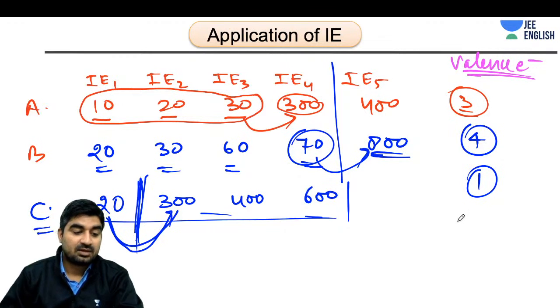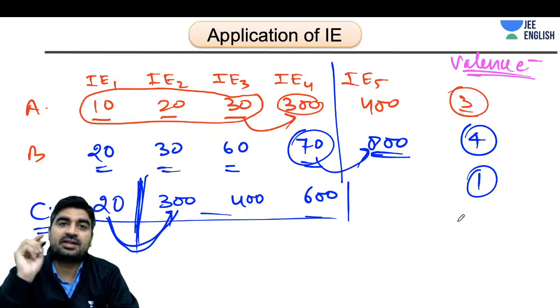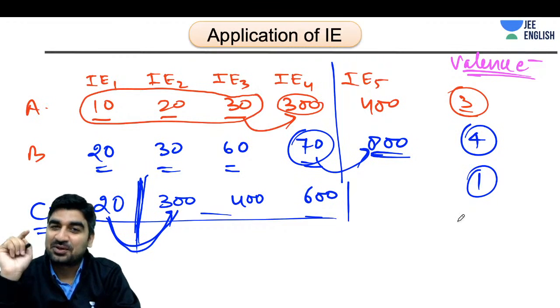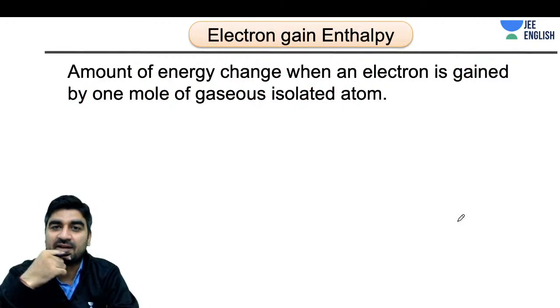So if ionization energy data is given, then using that ionization energy data, you can find out the valence electron. Got it?